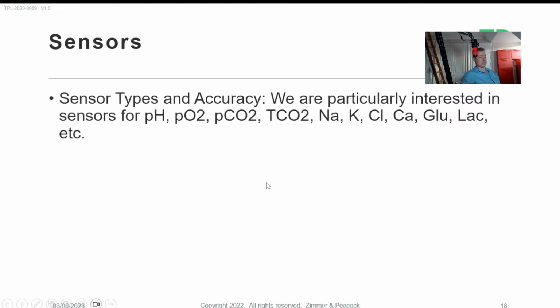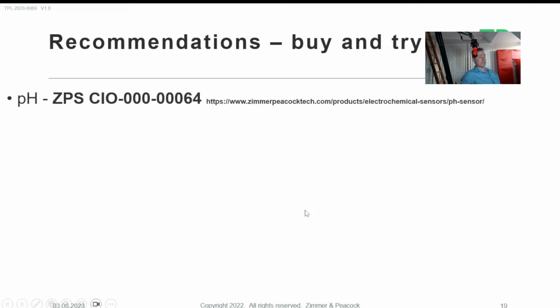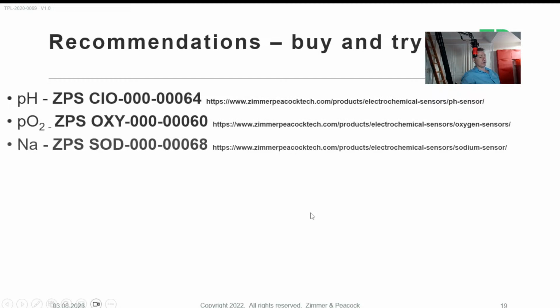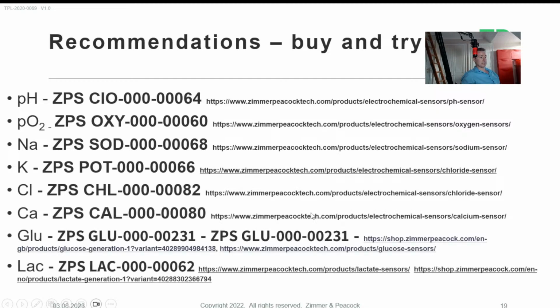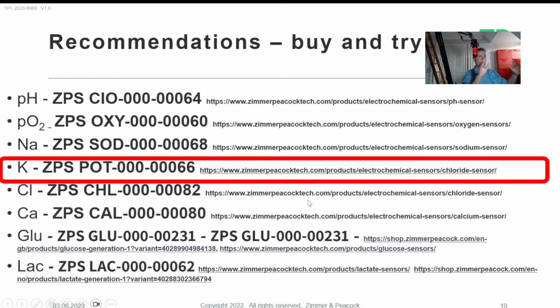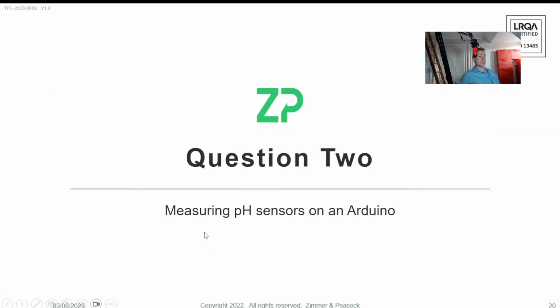They were particularly interested in particular sensors. I have highlighted the ones that are on the website. So we have the pH, the oxygen, the sodium, the potassium, the chloride, the calcium, the glucose, the lactate. If you're not looking to engage ZP, then I would just say buy the potassium and play with it, buy the glucose and play with it. That will give you a good start on your journey.